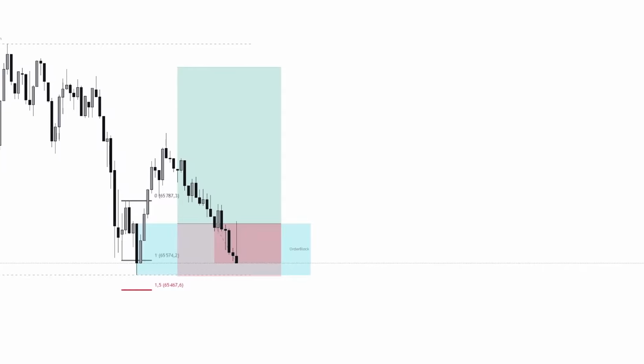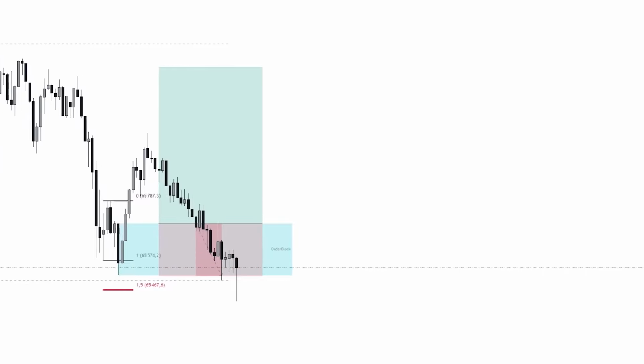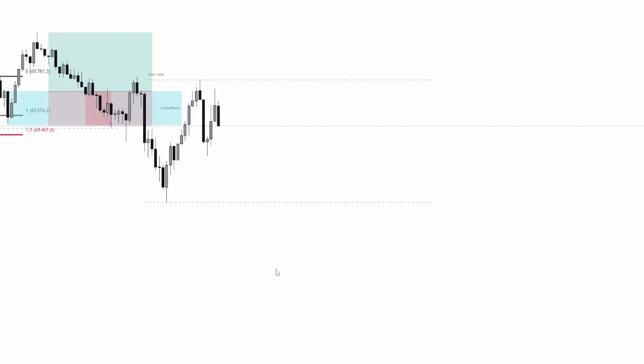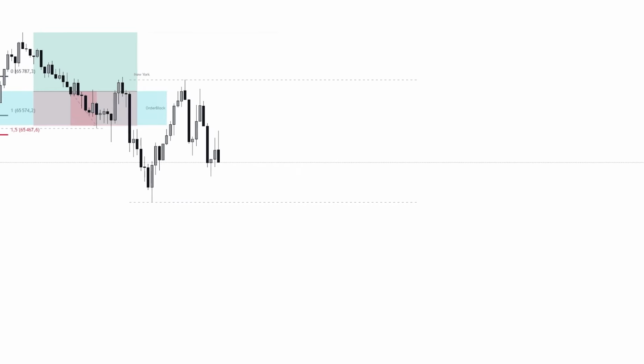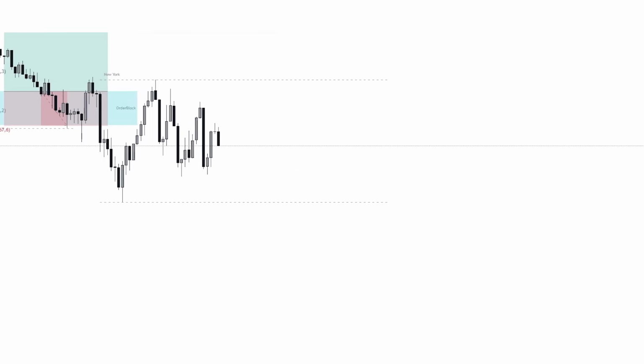Perhaps it would have been reasonable to stop here, but for some reason, I believe in this strategy, and I am confident that it will still show us its potential. So we move on. The US session has started. We have a high and we have a low. Now, our task is to wait for a sweep of one of the extremes.